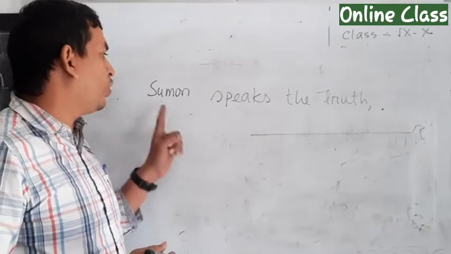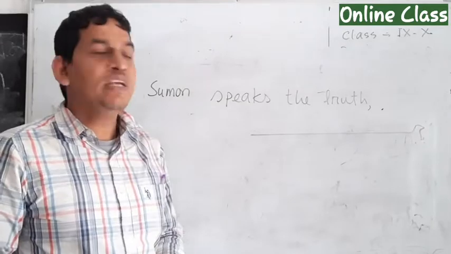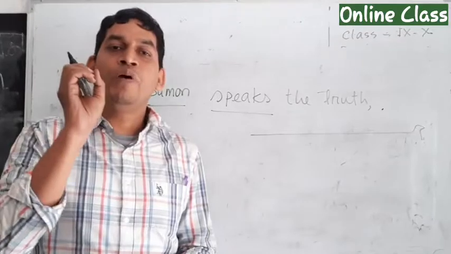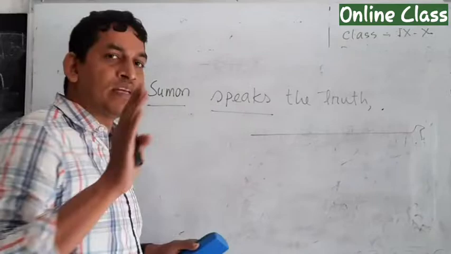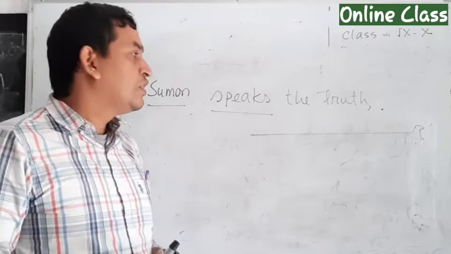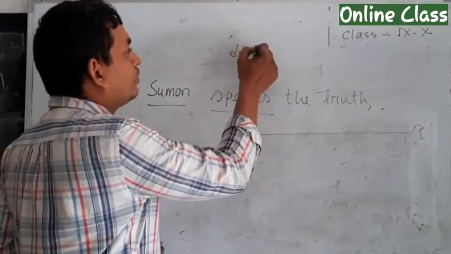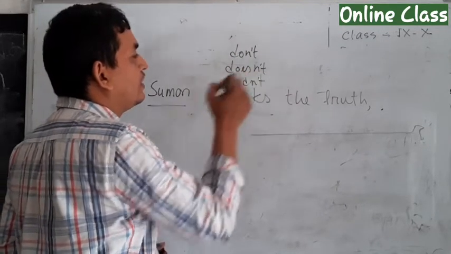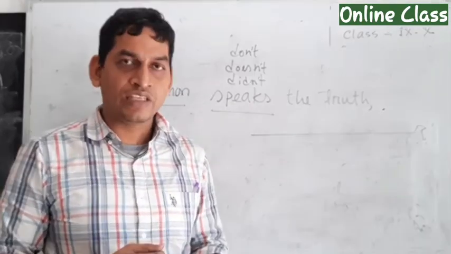In this question, the word Shumon is the subject, speaks is the verb, and the truth is the object. We know that to make any tag question, you must use the auxiliary verb of the sentence. So here there is no auxiliary verb. That means speaks here is in the main form, the principal verb of the sentence. In this situation, if there is no auxiliary verb, we can use do, don't, doesn't, and didn't.